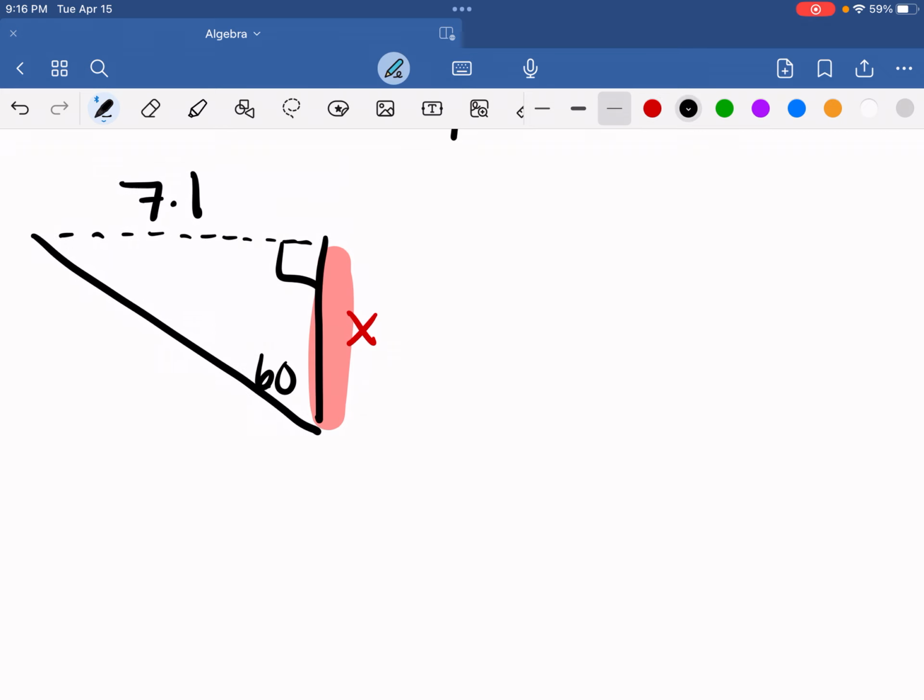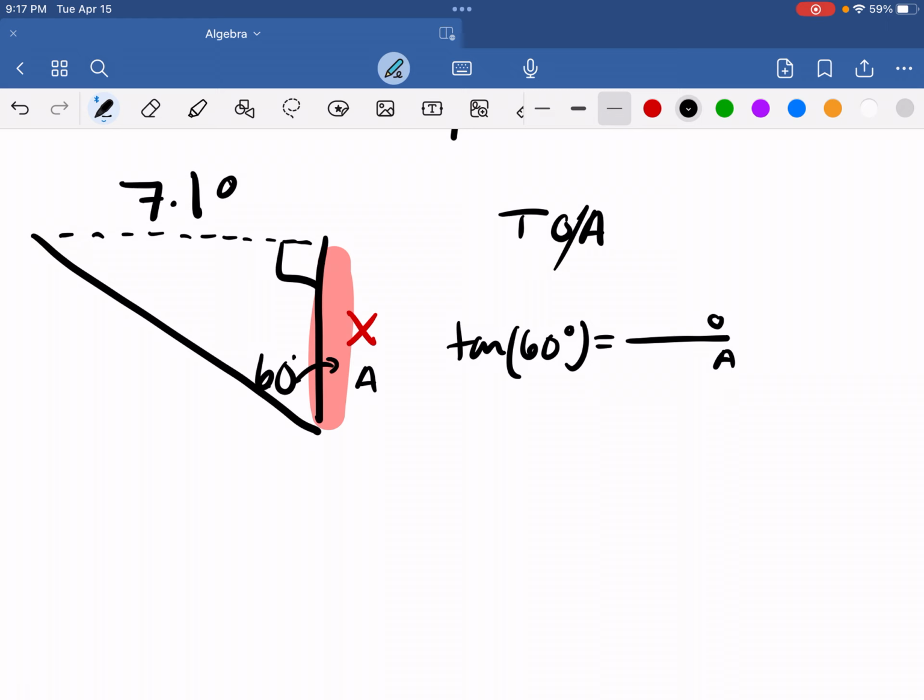SOHCAHTOA means we first label the triangle. This is the hypotenuse, the long one. Across from 60 is opposite, so this is O, and next to 60 is adjacent. The word adjacent means next to. We don't care about the diagonal. So we need O and A. The one with O and A is TOA, it's tangent. So you're going to do tangent 60 degrees equals opposite, O on top, and A on the bottom, because it's TOA. So it'd be 7.1 and X. And now we solve for X.